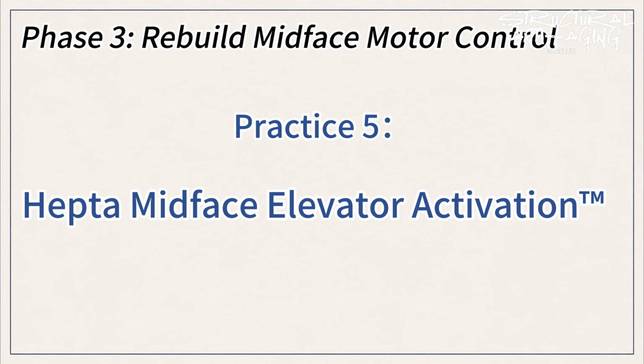Practice 5. Hepta Midface Elevator Activation. Place your tongue gently against the roof of your mouth. Relax your face, jaw, and lips. Then create a gentle smile while softly narrowing your eyes. Inhale and hold the expression for 3 seconds. Then exhale slowly for 3 seconds as you completely release the expression and return to the relaxed, neutral face.